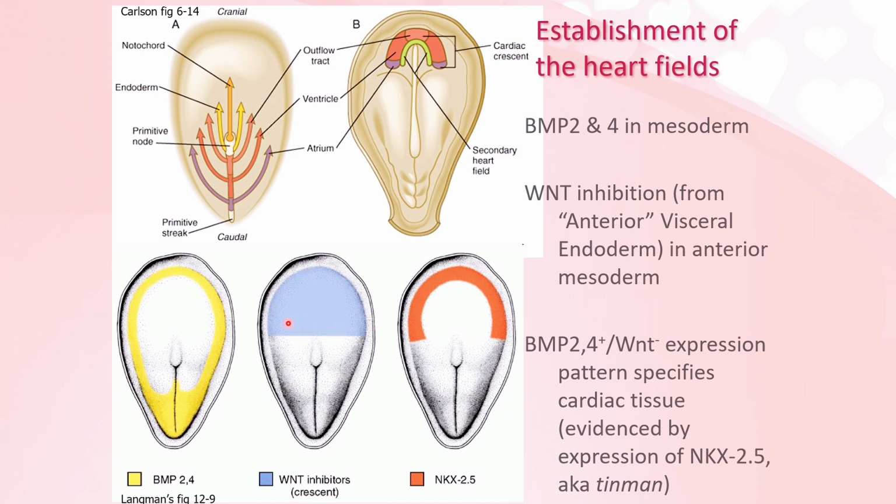Another factor which is very important is WNT, and it must be inhibited, and the factors responsible for its inhibition are crescent and cerberus, which inhibit the WNT. So inhibition of the WNT and secretion of BMP2 and 4 are responsible for upregulation and expression of another gene, which is NKX2.5, and this NKX2.5 is the master gene for the development of the heart.